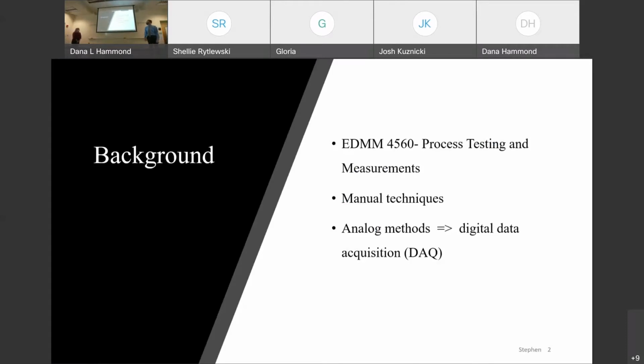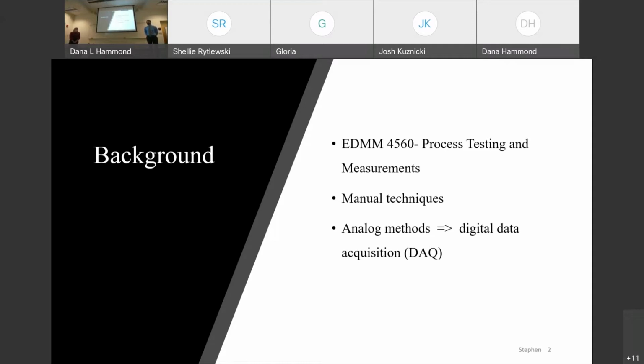Great start. A little bit of background on our project. In Dr. Sam's EDMM 4560 process testing and measurements class, there are 2 test stands down in the Foundry Lab that represent different types of manufacturing systems. The purpose of these test stands are to demonstrate how to collect data from processes in order to conduct process control tests. These test stands, however, currently rely on manual techniques in data identification, collection, calculation, and analyzation in order to perform these said process control tests.